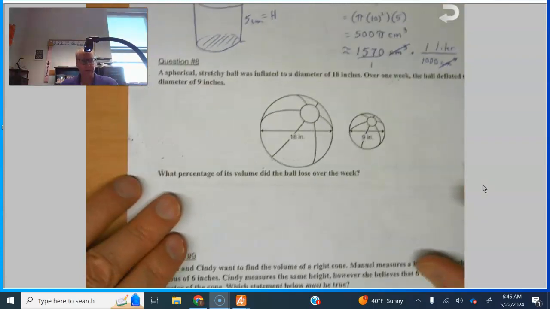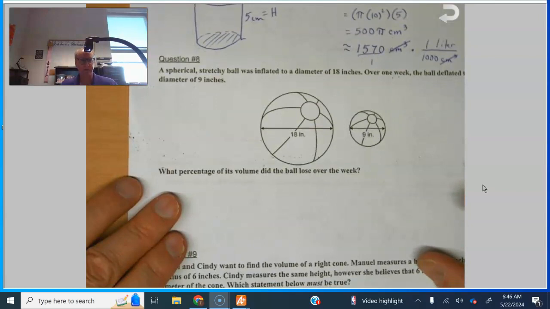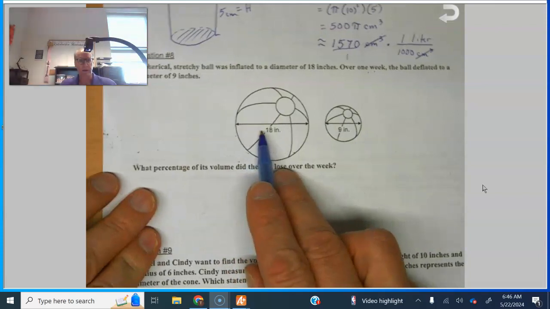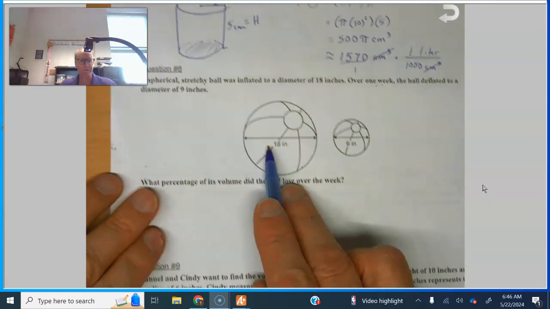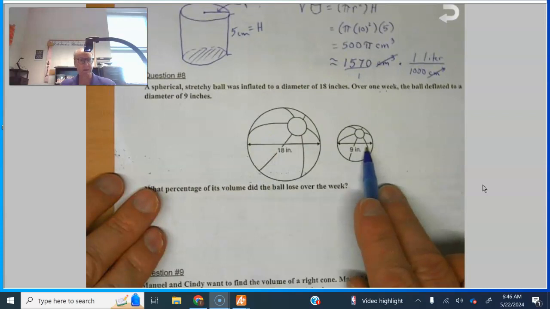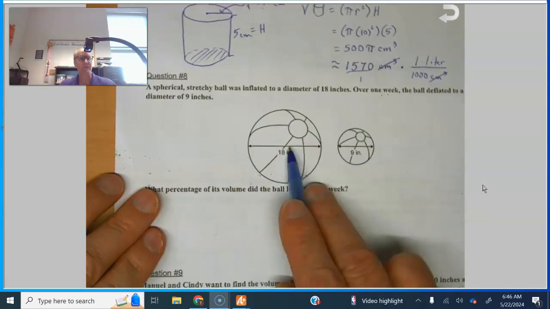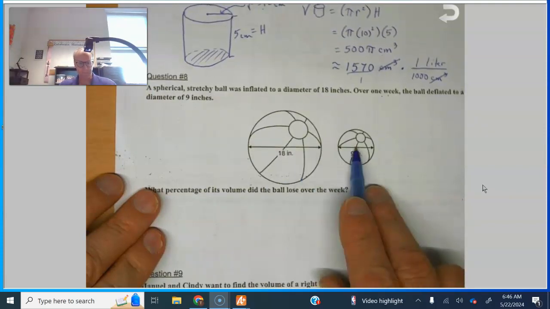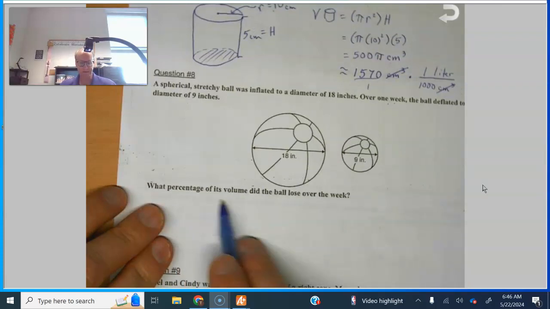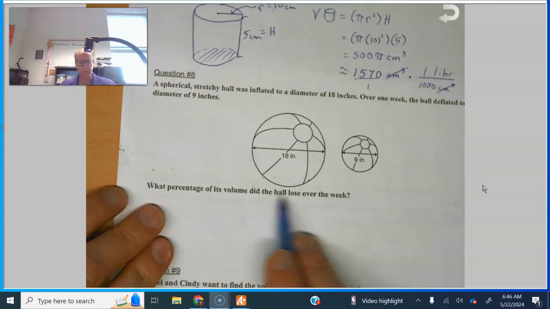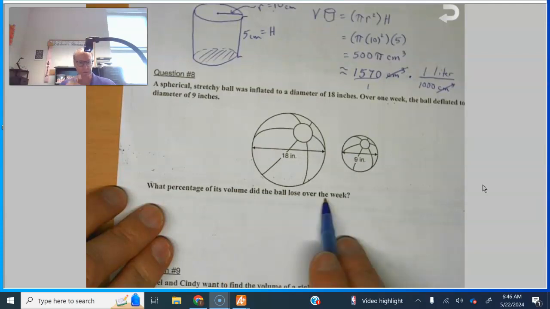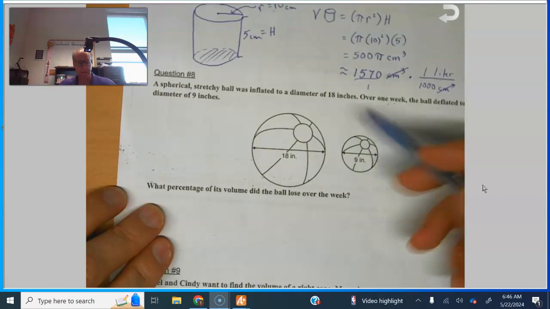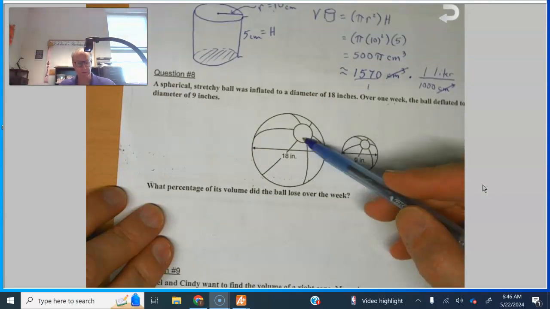All right, number 6. It says we have a spherical stretchy ball is inflated to 18 inches. Here's my stretchy ball. And over 1 week, the ball deflated to a diameter of 9 inches. Now, it might look like it's half as big, and it is as far as direct dimensions are. But what we want to know is what percentage did the ball lose? What percentage of its volume did it lose over the week? So this is called a percentage change, and obviously it's a negative. It went from here to here.